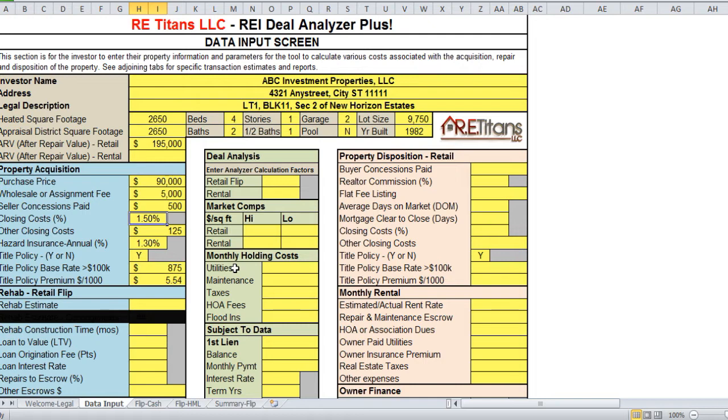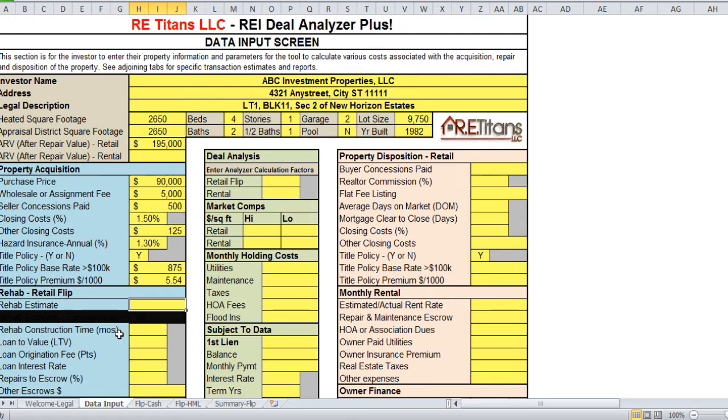But if you're not paying the title policy, you can change that field to no and leave the base rate and premium blank. Since we are paying the title policy in our example, I am using some rates I have on file. You can get this information for yourself by contacting your local title company or doing a search for title policy rates for the state in which you are investing.